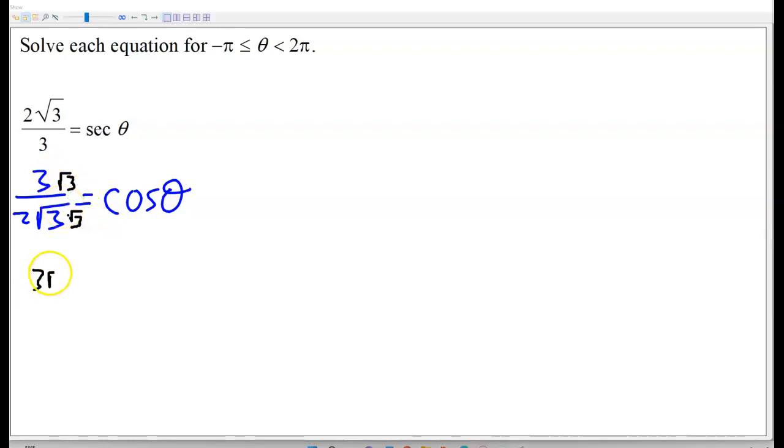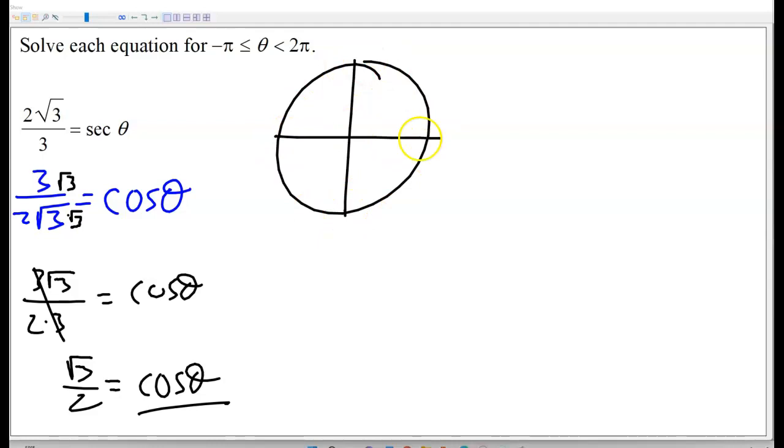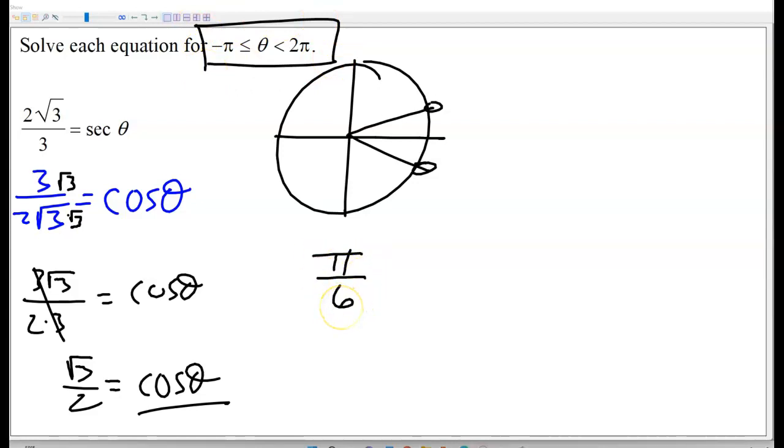So that leaves me with 3 square root of 3 over 2 times 3. And these 3's cancel, so I'm just basically left with radical 3 over 2. There's that. So I'm looking for the places where the x value is equal to radical 3 over 2. And that happens here on the unit circle, and it happens here on the unit circle. And remember, we're doing radians for this particular problem, and so the two answers for that are pi over 6, and what's the other one? 11 pi over 6.